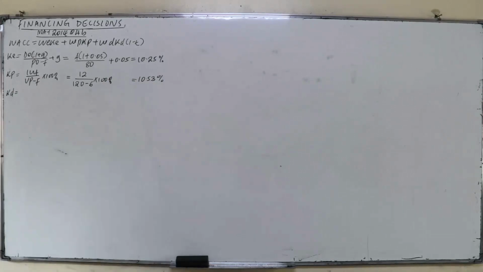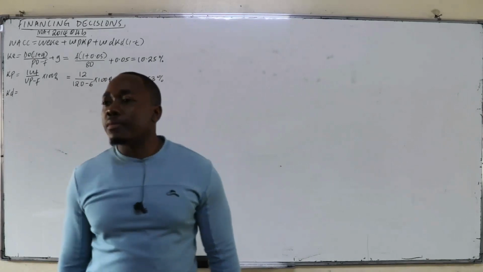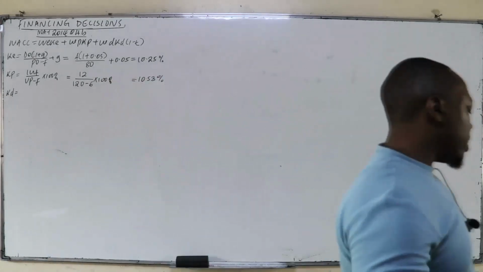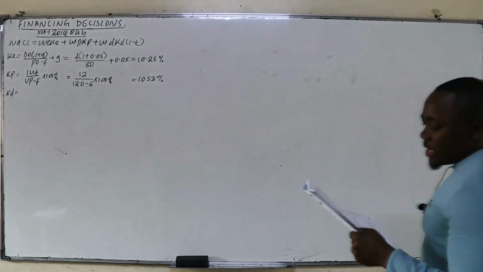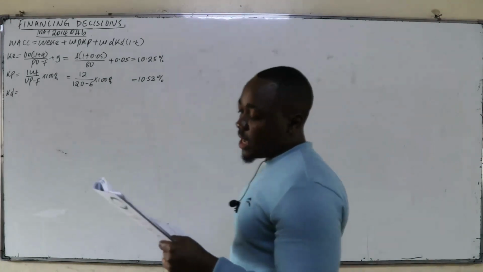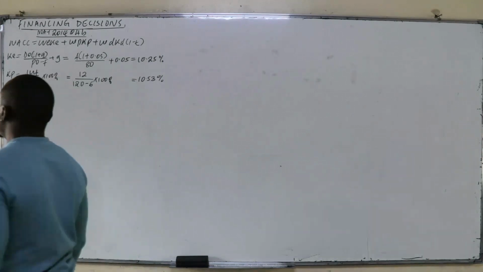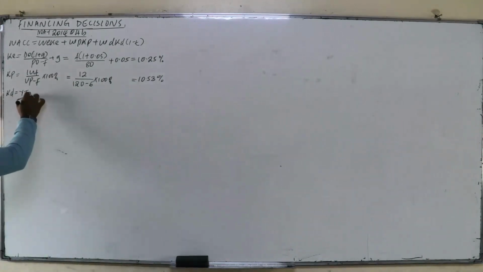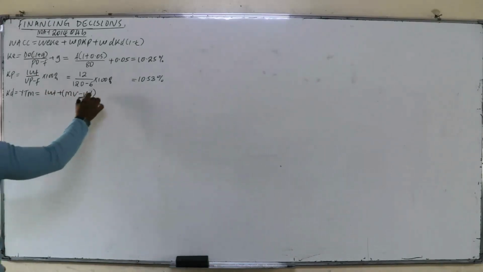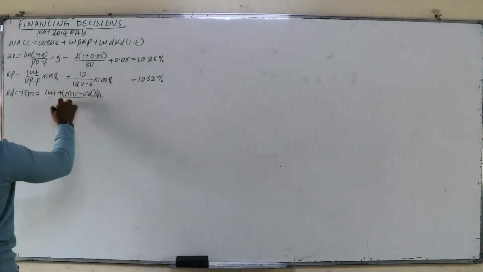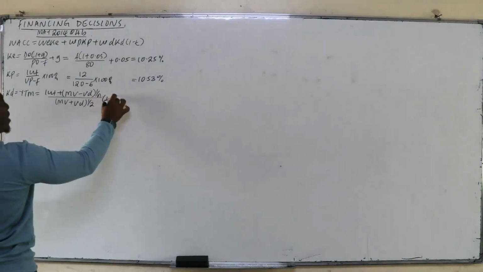Then lastly, we need the cost of the debt. Now, cost of the debt depends on whether it's redeemable or irredeemable. Is it redeemable or irredeemable? You are given the maturity period, number 7: the company will sell a 12% debenture with a maturity of 10 years at 90 per debenture. The par value of the debenture is 100. So this one is redeemable. So it's yield to maturity, which is interest plus maturity value minus the value of the debt, over n, divided by maturity value plus the value of the debt, over 2.